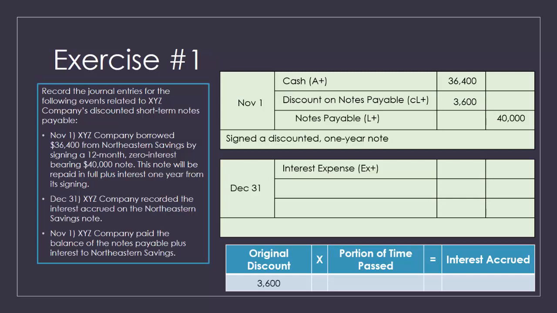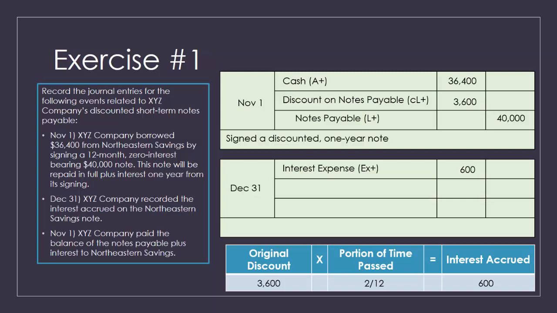We signed on November 1st, so the month of November and the month of December, 2 months have passed. This note has a 1 year life, so 2/12 of the note's life has passed since we have signed it. Well, if we take $3,600 and multiply it by 2/12 or 1/6 for those of you who like to reduce fractions, we're going to get an interest amount of $600. That's how much we get to recognize during the period. So that is our interest expense.